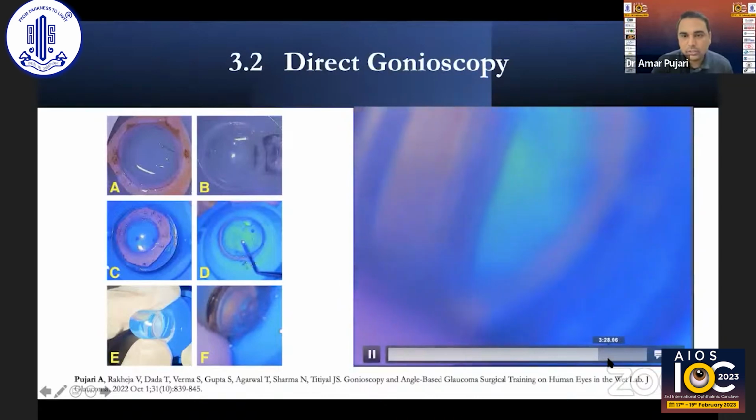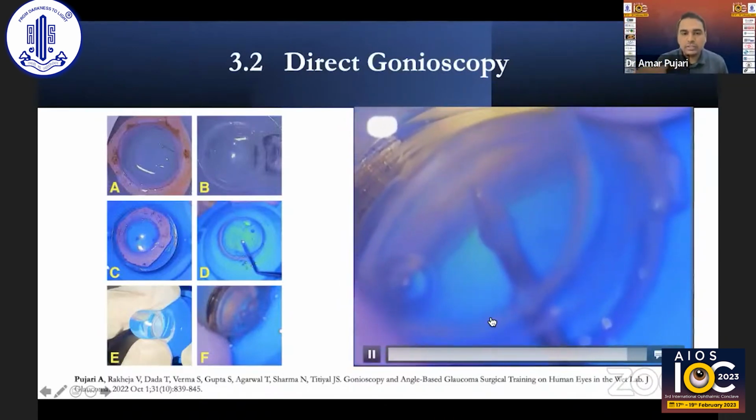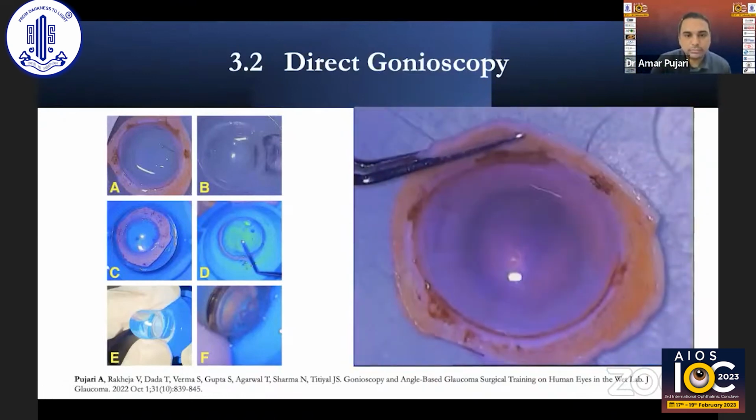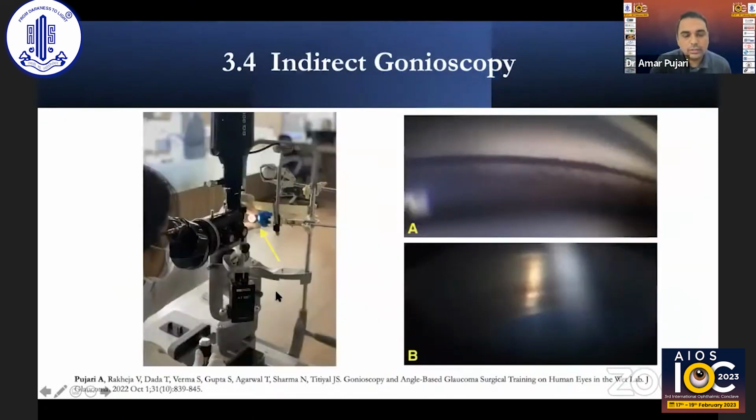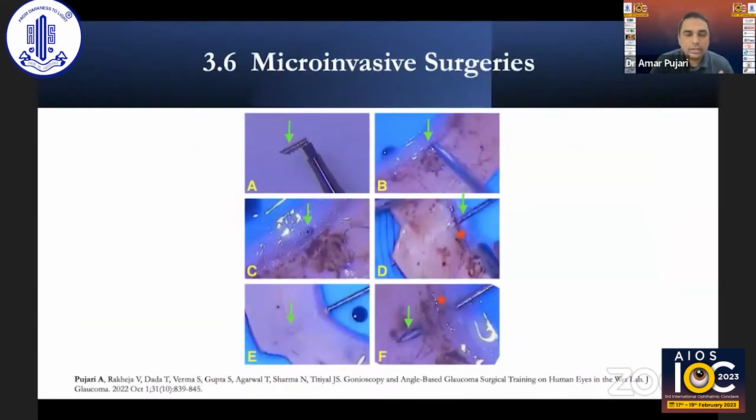In addition, the residents can also perform MVR assisted goniotomy. This is another example where we transport the mounted apparatus onto a slit lamp. In front of the slit lamp, we hold and fix the artificial chamber. Through that, we teach them indirect gonioscopy also. So this is goniotomy.